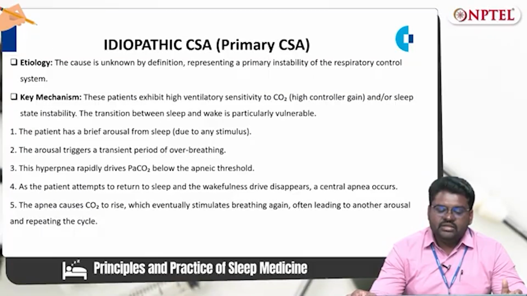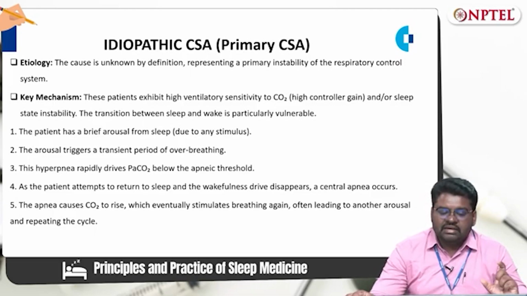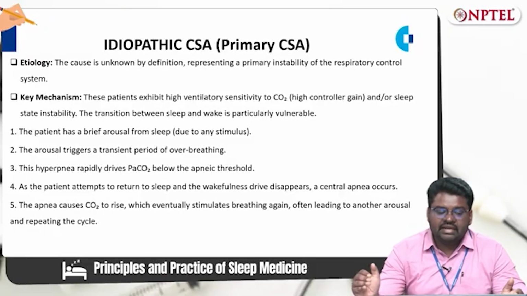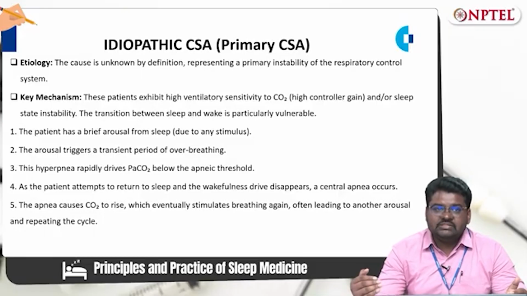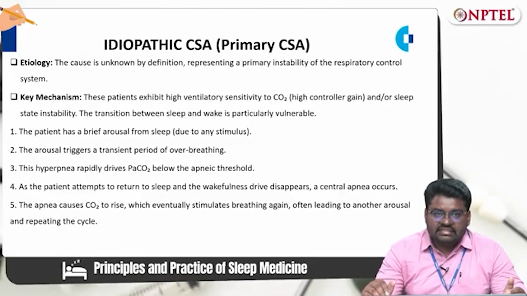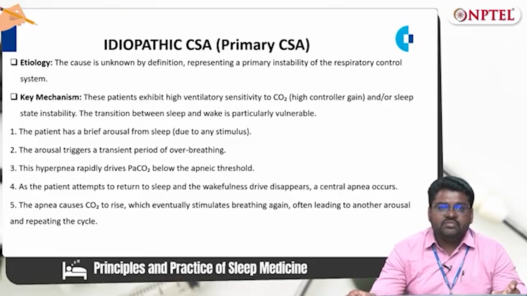Now we are going into the individual types of central sleep apnea. The first one is idiopathic central sleep apnea. We also call it primary central sleep apnea. The etiology, the cause, is completely unknown as the definition says, but it represents a primary instability in respiratory control. That is, the problem is with the respiratory control. Okay. Next we will see the mechanism. So why does it happen? These patients exhibit a high ventilatory sensitivity to carbon dioxide level.